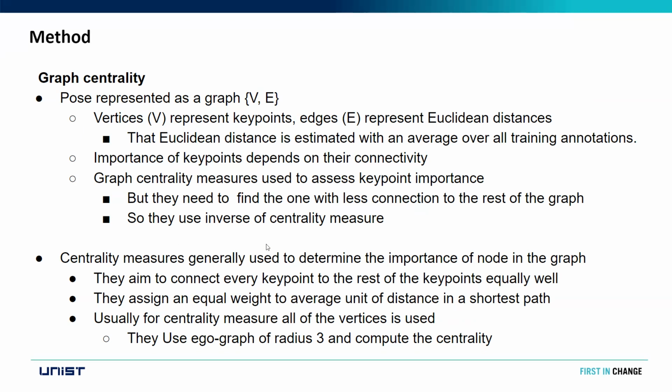Yeah, so they generally use it to determine the importance of a node in the graph. One way to measure graph centrality is to calculate the shortest path from one vertex to all other vertices in the graph, and then normalize it over all vertices. In this paper they used that method, and they also made an ego graph of radius 3, and then measured the centrality.